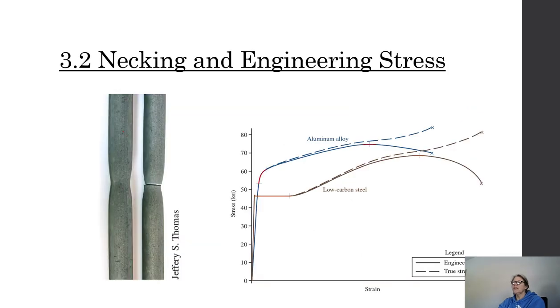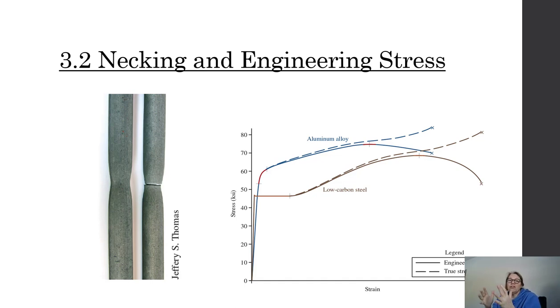Okay, so we can talk about engineering stress and true stress. When you're testing and you have an original cross-sectional area, what happens as you start to really stretch that bar? What happens to your cross-sectional area? It starts to get smaller. So really, if stress is load over area, you're going to have lots of changes. Your stress is going to change not just because of loading, but because of cross-sectional area.